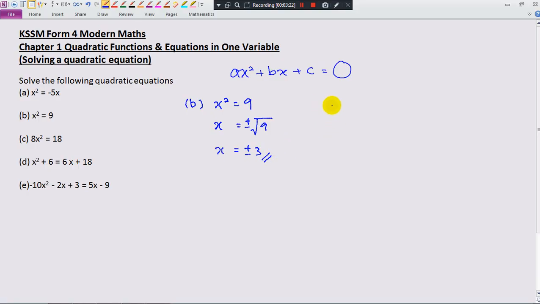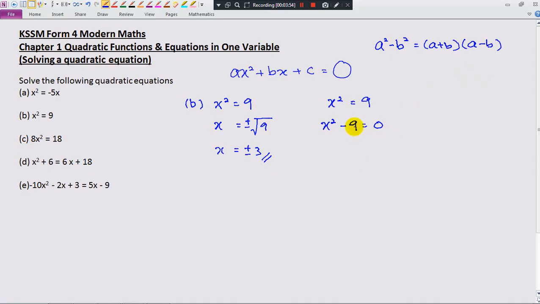So another way to solve this quadratic equation is using factorization method. x squared is equal to 9. I write this quadratic equation in general form: x squared minus 9 is equal to 0. Okay, now I want to factorize it. I hope that you still remember this formula. a squared minus b squared is actually equal to a plus b, this whole thing, multiplied by a minus b. Still remember? We learned this one in Form 2.